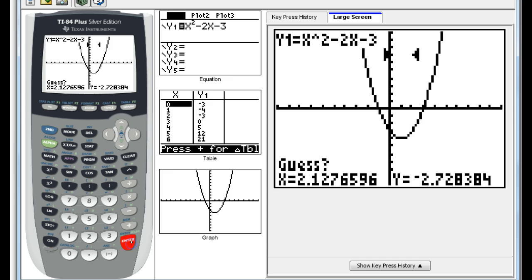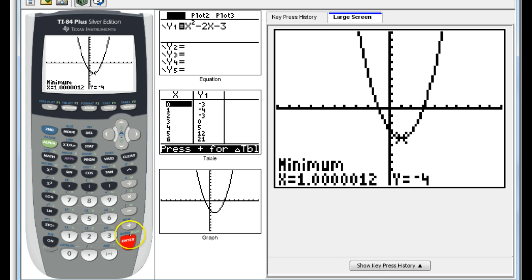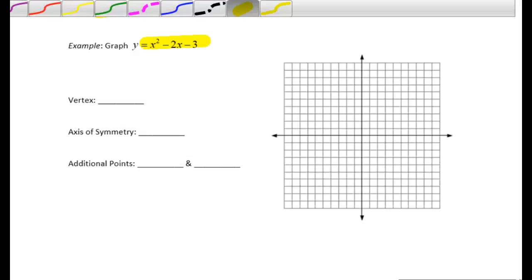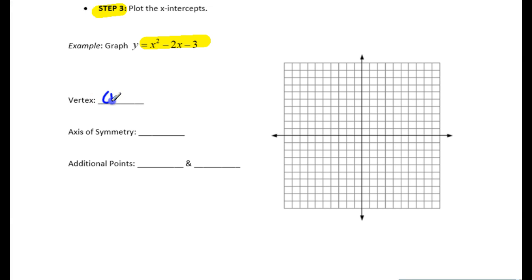That's good. Enter. Guess. So now it's telling my vertex is that I can round that to just 1, negative 4. Alright, so let's put that down here. 1, negative 4. Okay? So basically, here's what we're going to do. We'll get all the information, then make the graph. I'm going to come back to this axis of symmetry last. Alright, these additional points, those are going to be the x-intercepts.